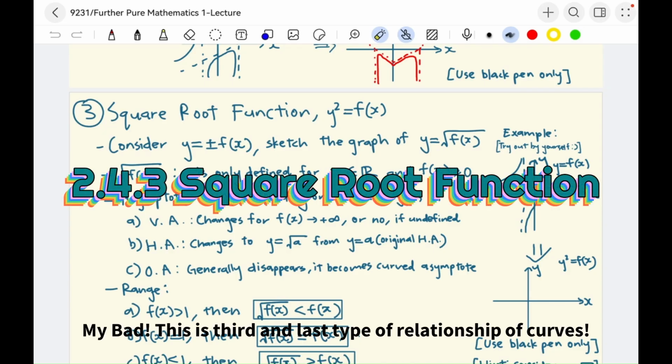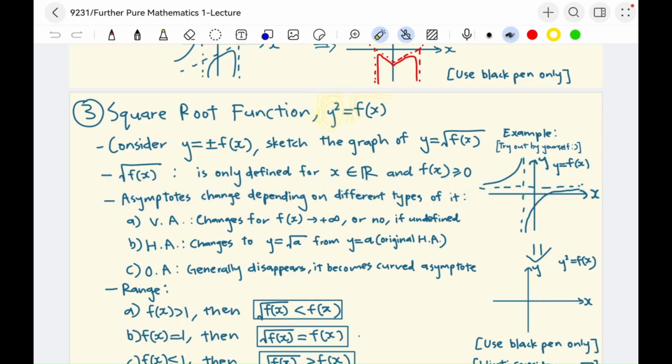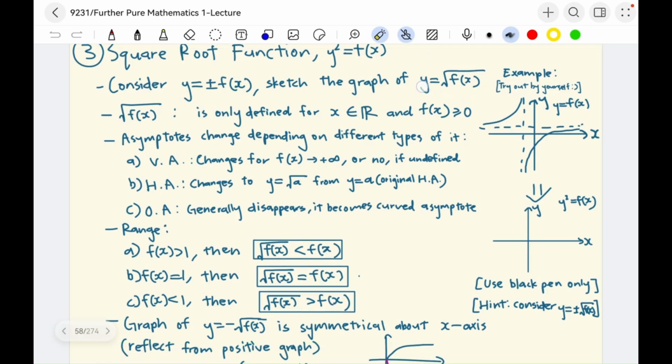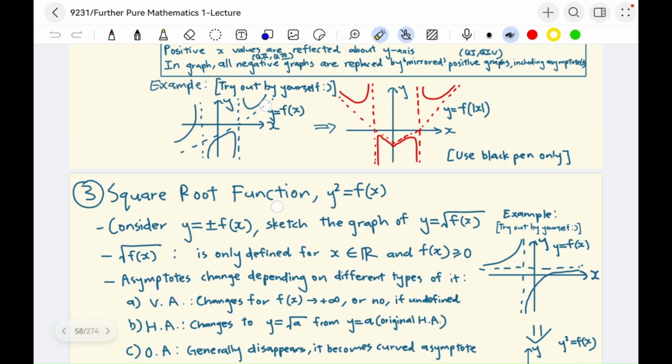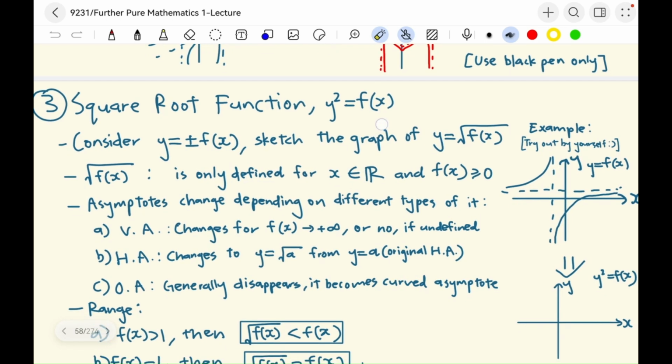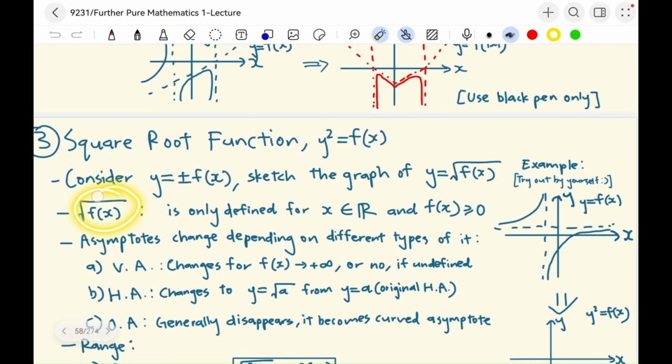Okay, so for the square root function, the y becomes the y squared to take the square root at both sides. So what you can see over here, the square root is a radical. We consider about this first right now. Consider y is equal to plus or minus square root of fx, and then you sketch the graph of y equals to square root of fx first. Then we consider the negative part when we reflect it. Alright? When the question specifies that you need to sketch the graph of y squared, we include the negative type by reflecting it. Okay, so first, square root of fx.